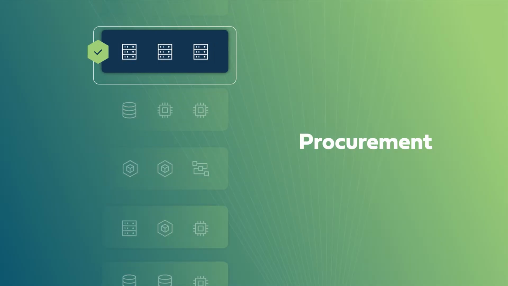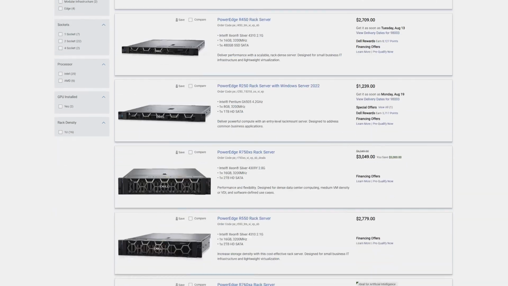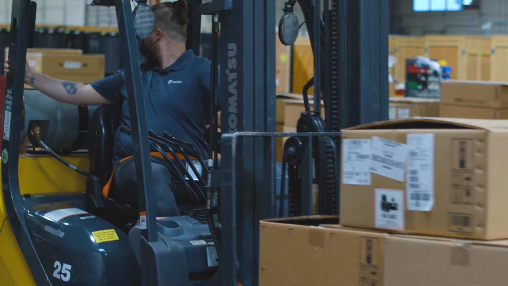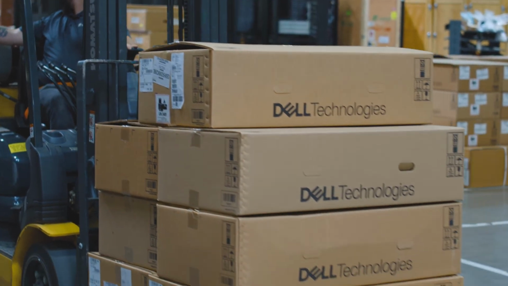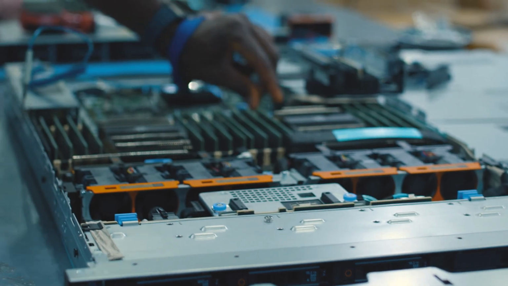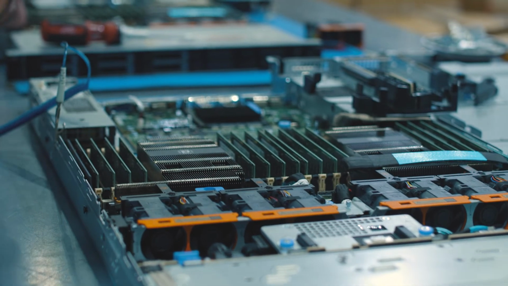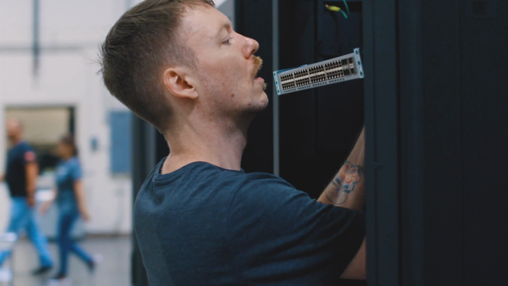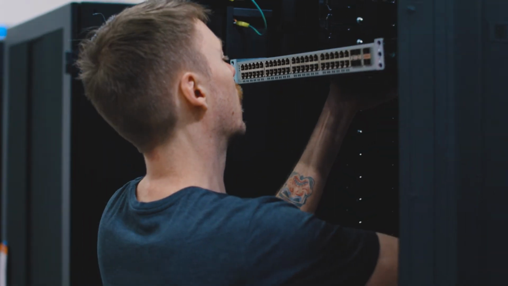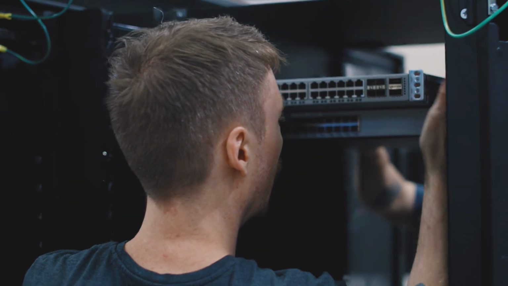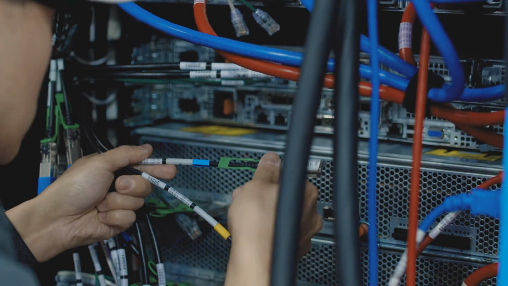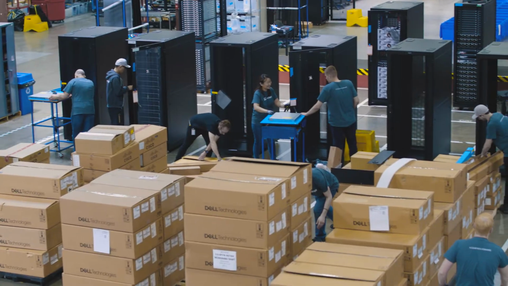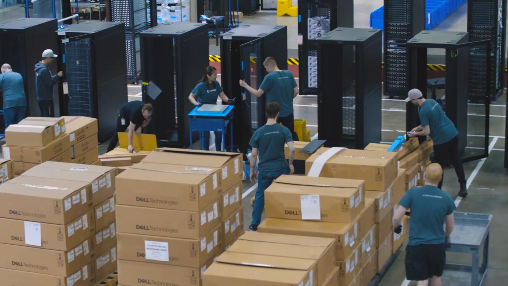procurement. Every piece of equipment we procure for our customers is shipped directly to our integration center, where every component, no matter how small, is thoroughly examined and tested before our engineers start the process of building, racking, and stacking. Each rack takes anywhere from 15 to 40 hours of labor to build, but since we have every detail mapped out beforehand, we're able to scale quickly to meet even the biggest orders.